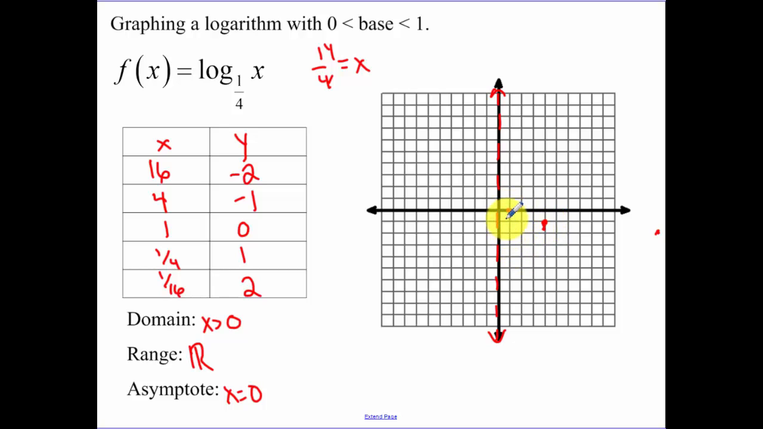1, 0, 1/4 and 1, and 1/16. Notice how that's real small. So your graph then comes down and looks something like that. Okay, so that's an idea of what your graph looks like. And I know that kind of looks like an exponential, but that is actually what a logarithm graph looks like.